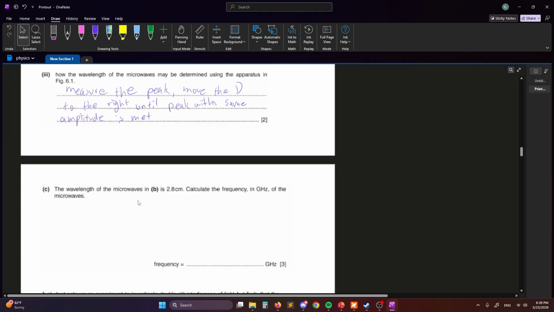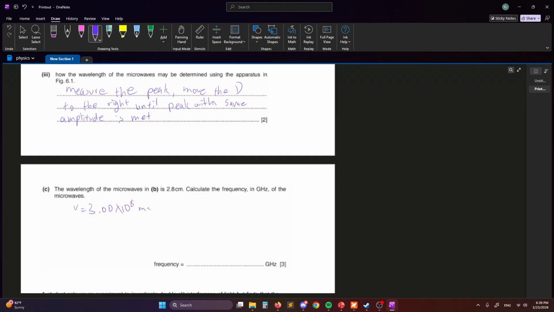Okay, so the wavelength of the microwaves is 2.8 centimeters. Calculate the frequency in gigahertz of the microwaves. So we're going to need to know the formula of the velocity. So all waves have, I think it's this. Yeah. My teacher told me not to memorize this, but look, I have to memorize it anyway. So yeah, this is the velocity, right?